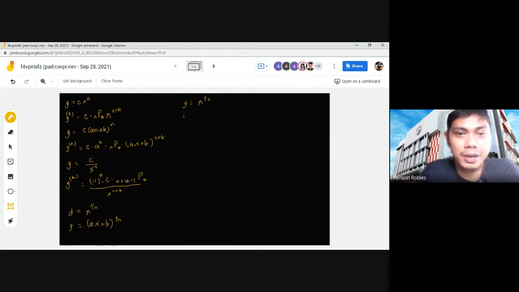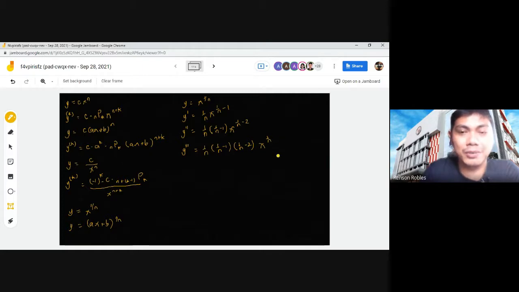Then y prime, so you bring 1 over n down, then x, then you subtract 1 from 1 over n. And then y double prime equals 1 over n, bring 1 over n minus 1 down, copy x, then you subtract 1 from 1 over n minus 1. So that's 1 over n minus 2. Then y triple prime, try to observe a pattern. 1 over n times 1 over n minus 1, then you bring 1 over n minus 2 down, copy x, then you subtract 1 from 1 over n minus 2. So that's 1 over n minus 3.